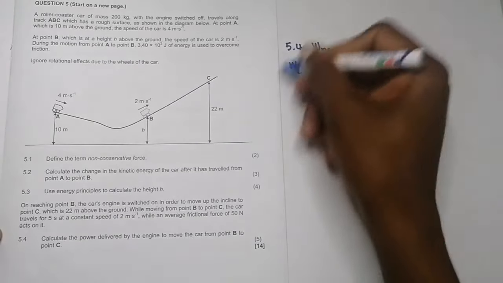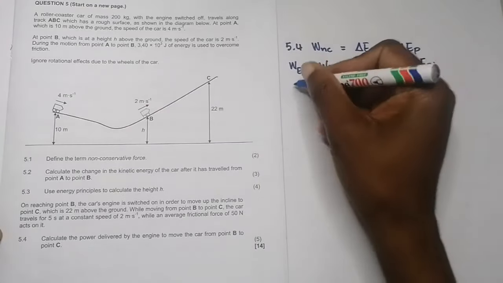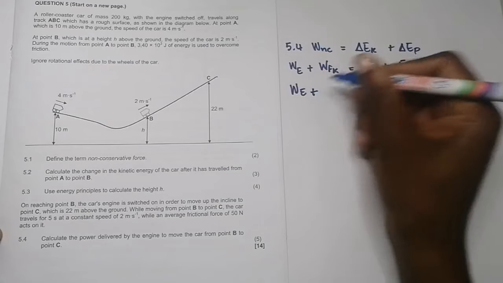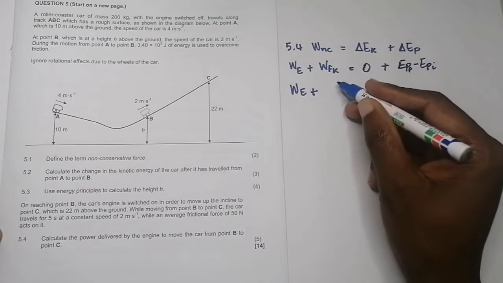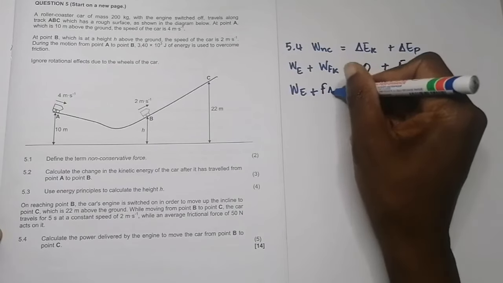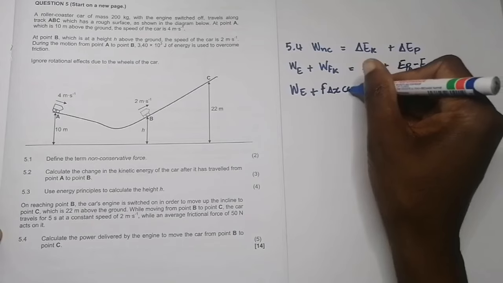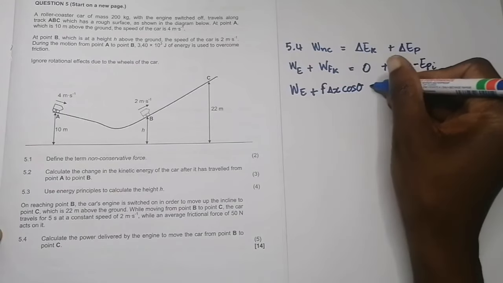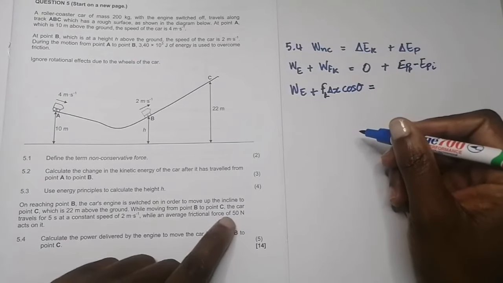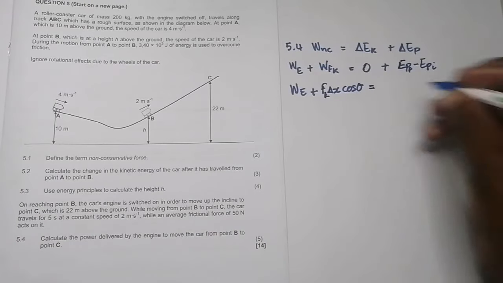Remember, this is where we are trying to get to. We want to find out the work done by the engine. But what is the work done by friction? We know this is always going to be force times displacement multiplied by the cos of the angle theta. We'll come back to the frictional force because you can see we were given the frictional force there.